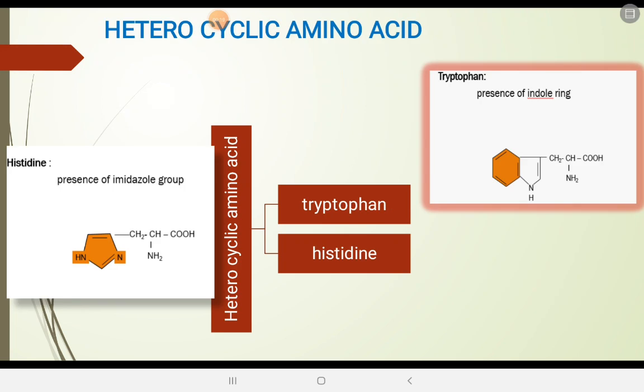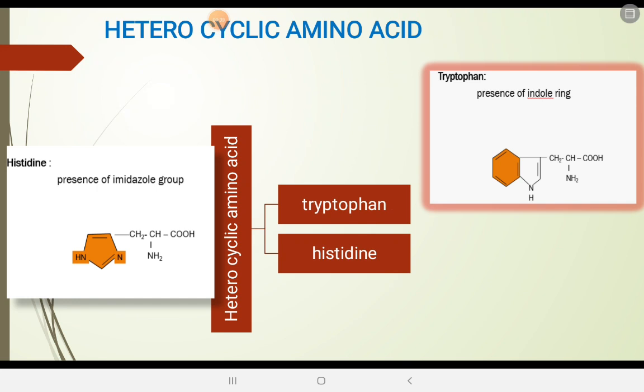Next is heterocyclic amino acids. What is meant by heterocyclic? Heterocyclic compounds are organic compounds containing at least one element other than carbon atom within the ring structure. In this case, nitrogen is there. There are two examples of heterocyclic amino acids. The first one is tryptophan and the second one is histidine.